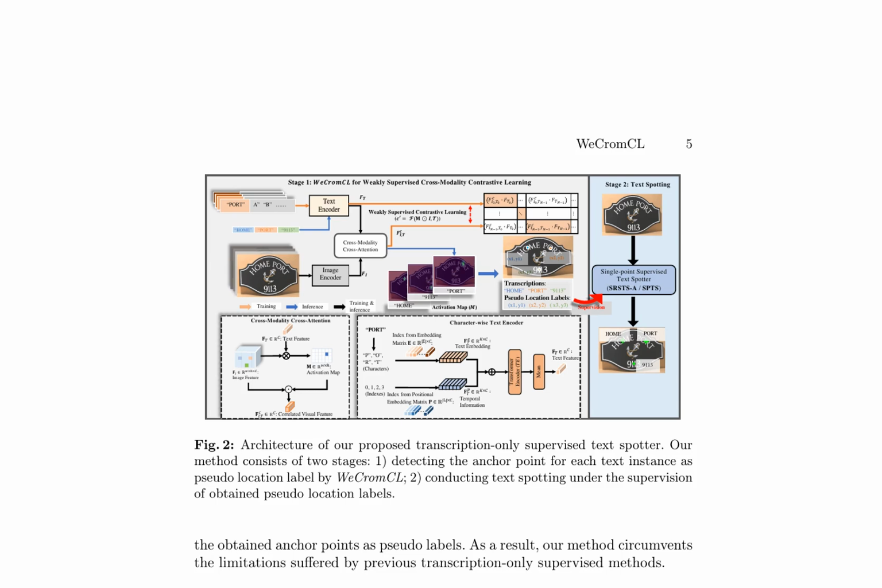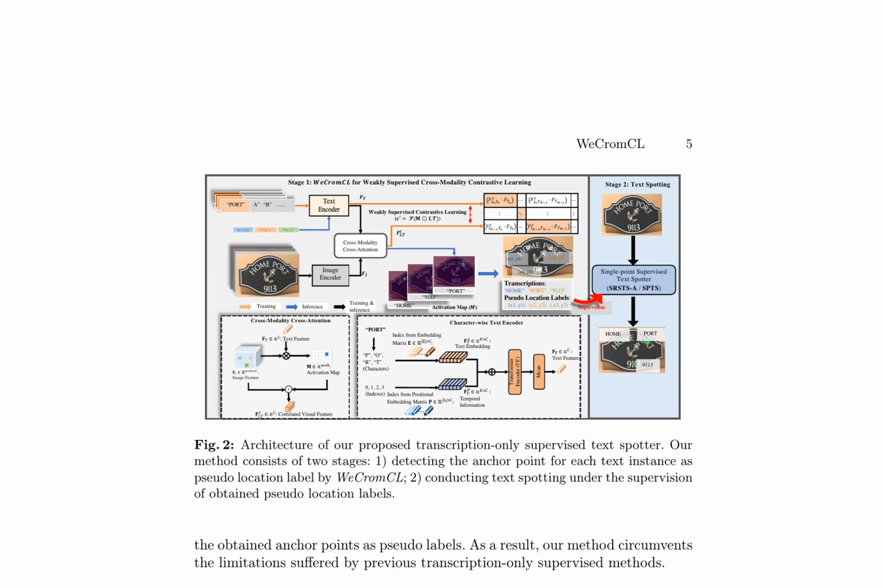WeCromCL is a novel transcription-only supervised text spotter that leverages weakly supervised atomistic cross-modality contrastive learning to detect text in images without relying on location annotations. The model consists of 2 stages: detecting an anchor point for each text instance as a pseudo-location label, and conducting text spotting under the supervision of obtained pseudo-location labels.